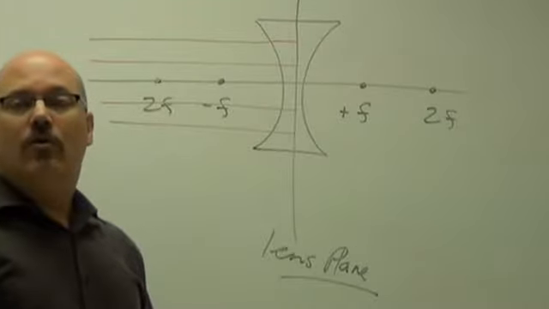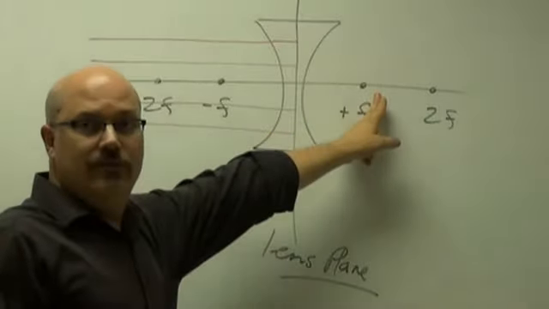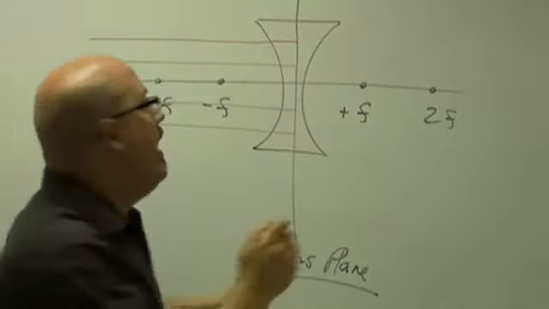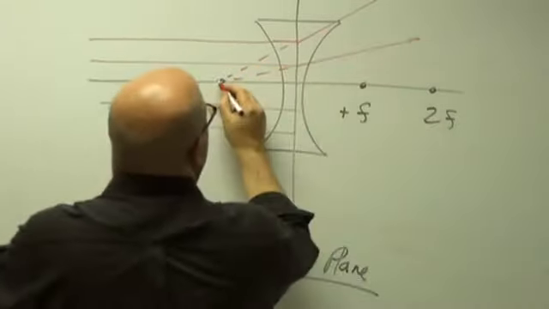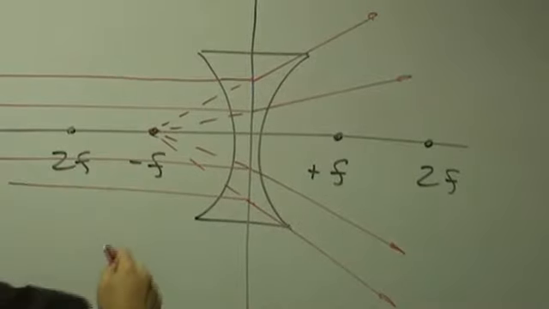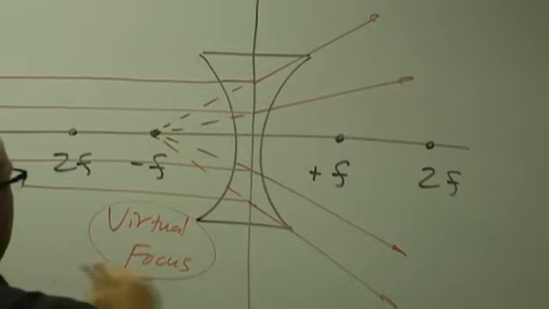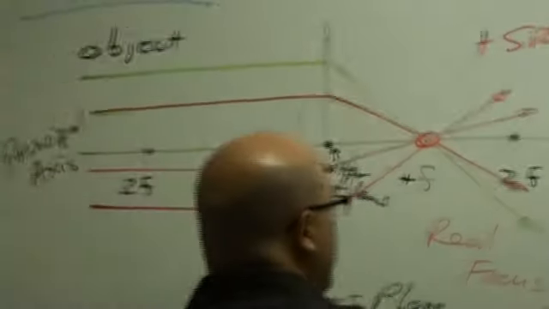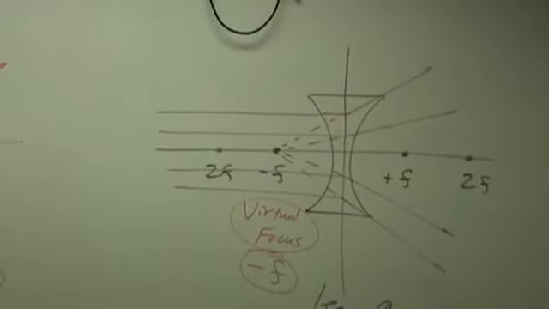All right, now, where will these light rays go? Out. They will not go through this focus. They're going to go out and away, as if they have come from this focus. Okay, does everybody see why this is a negative virtual focus? This is a real focus.